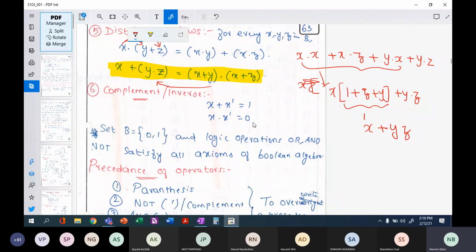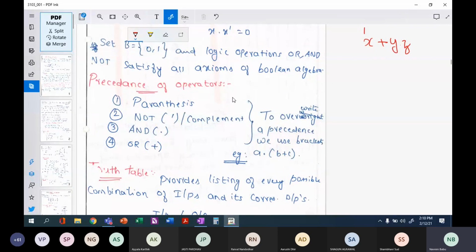Now, whenever you have a complex Boolean expression, the precedence is very important, right? The precedence of operators is: parenthesis has the highest priority, the complement gets the next priority, the AND operation gets the third priority, and the OR operation gets the fourth priority. Say for example you have A dot B plus C, then obviously the parenthesis part will be executed first. This carries the first priority. Then if you have a bar here, the complement gets the second priority. The AND operation gets the third priority. And if you have some variable, say B plus this variable, then this plus gets the fourth priority, right?